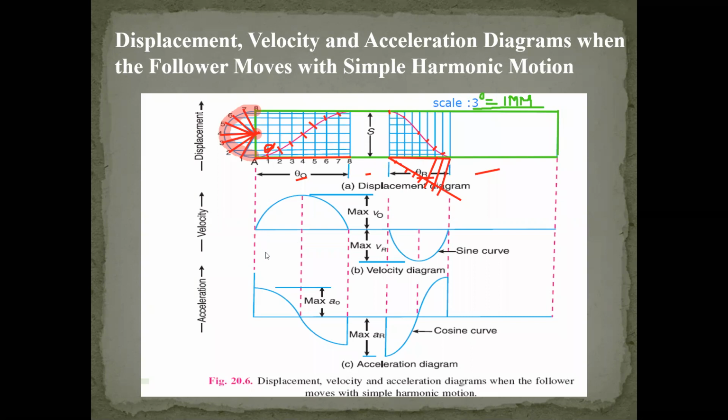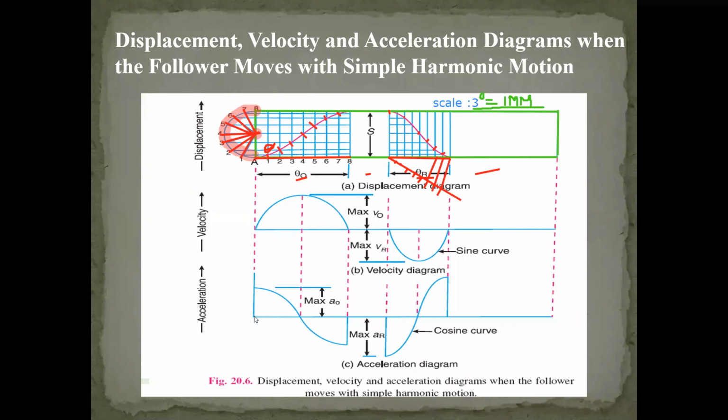Now let's see the velocity diagram. At the beginning of the stroke the velocity is 0, but when it reaches the mid of the stroke it gets the maximum velocity, and when it reaches the end of the outstroke it goes to 0 again. During the dwell period the velocity is maintained at 0. At the beginning of the return stroke it is 0, at the mid of the return stroke it is maximum, and at the end of the return stroke it is again 0. The remaining dwell period is also stationary. That is the way the velocity should be maintained.